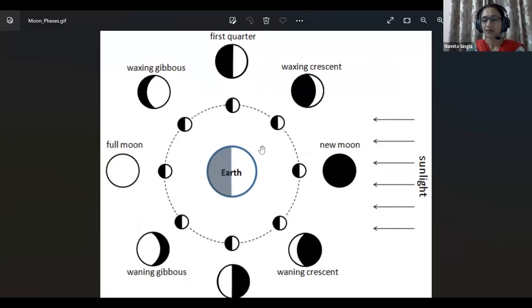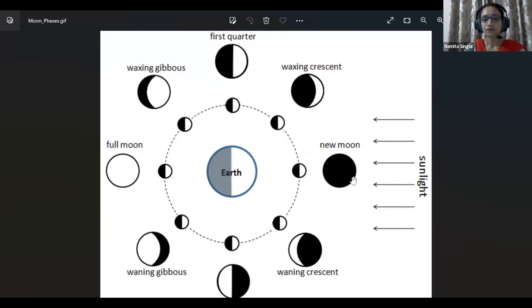Let me explain the various phases of the moon through this diagram. See, this is our Earth. We are living on our planet Earth. This is the sun over here. So sunlight is coming from this direction. These arrows represent the direction from where the sunlight is coming.